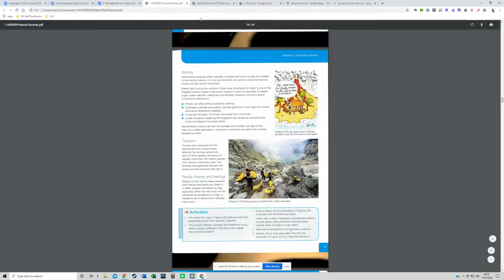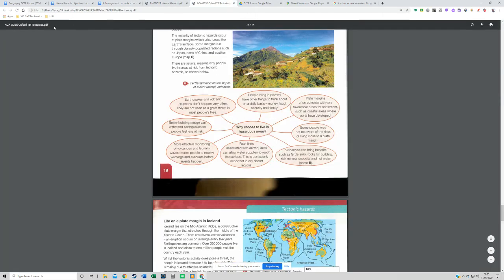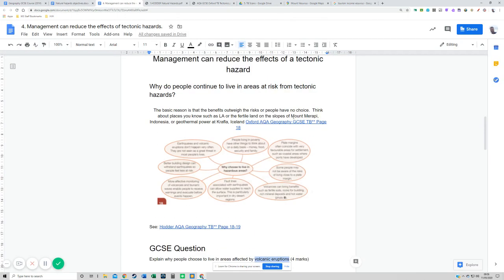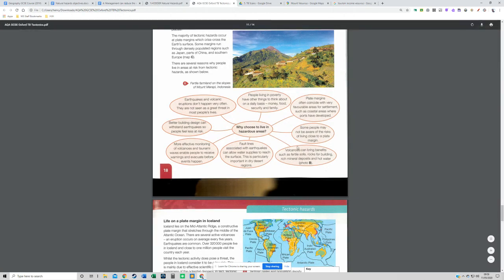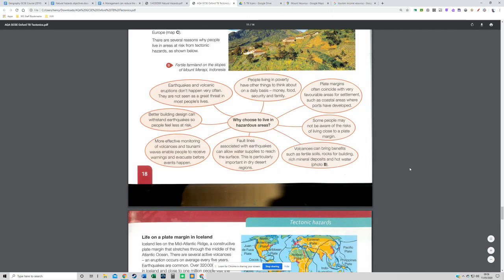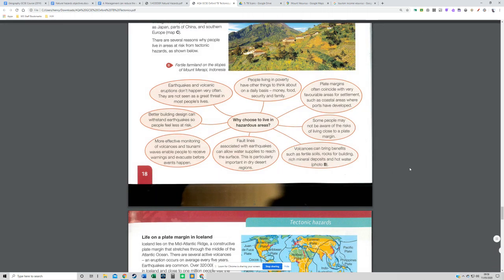Now, a good place to start on this would be your Oxford textbook. Just go back to this. So this one here, so you click on this. On page 18 of it, there's a lovely little diagram which goes through loads of different reasons. So the key here is not to try and do too many reasons, but the reasons you give, you have to clearly explain. So you could take any of these to do that.